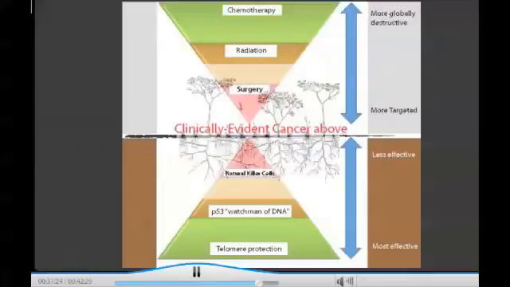Well, that's great. I wanted to close by thanking everyone, and there's a slide up. I want to also review this. It's a diagram I put together about cancer. It shows that if the horizon line is clinically evident cancer, at the top we have these destructive therapies, which are very destructive and non-specific.